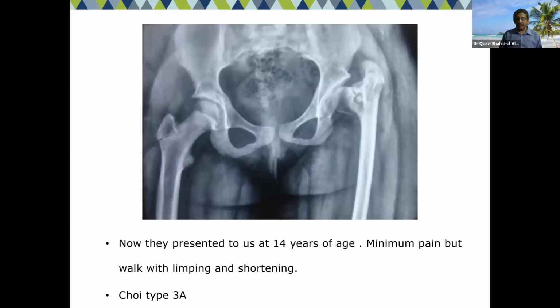But look at the greater trochanter. It is shooting up like a rocket. It is going upwards and reducing the abductor mechanism for that child. That is producing a deformed gait.